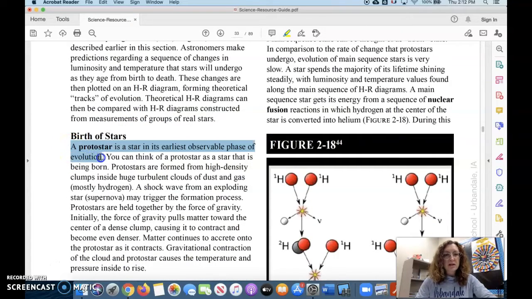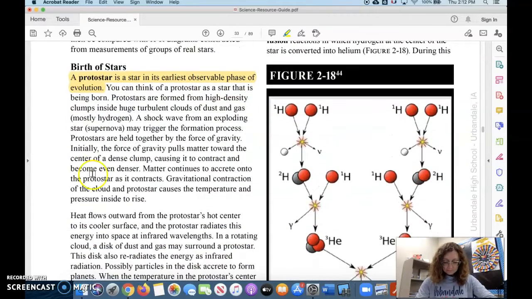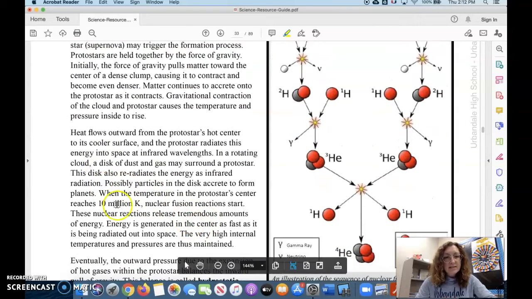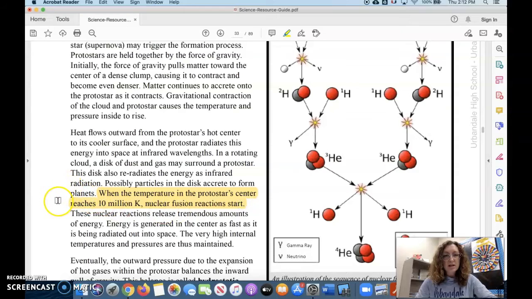Okay, a protostar. This is a star in its earliest observable phase of evolution. It's a little baby star. Fun stuff in this section, but what I want you to remember is that little baby star, as all of this energy is happening inside of it to create the star, the protostar here, its center is getting hotter and hotter and hotter. Kinetic energy, right? All of these atoms are moving faster and faster. When it gets to 10 million Kelvin, that's super hot, by the way, nuclear fusion reactions begin.